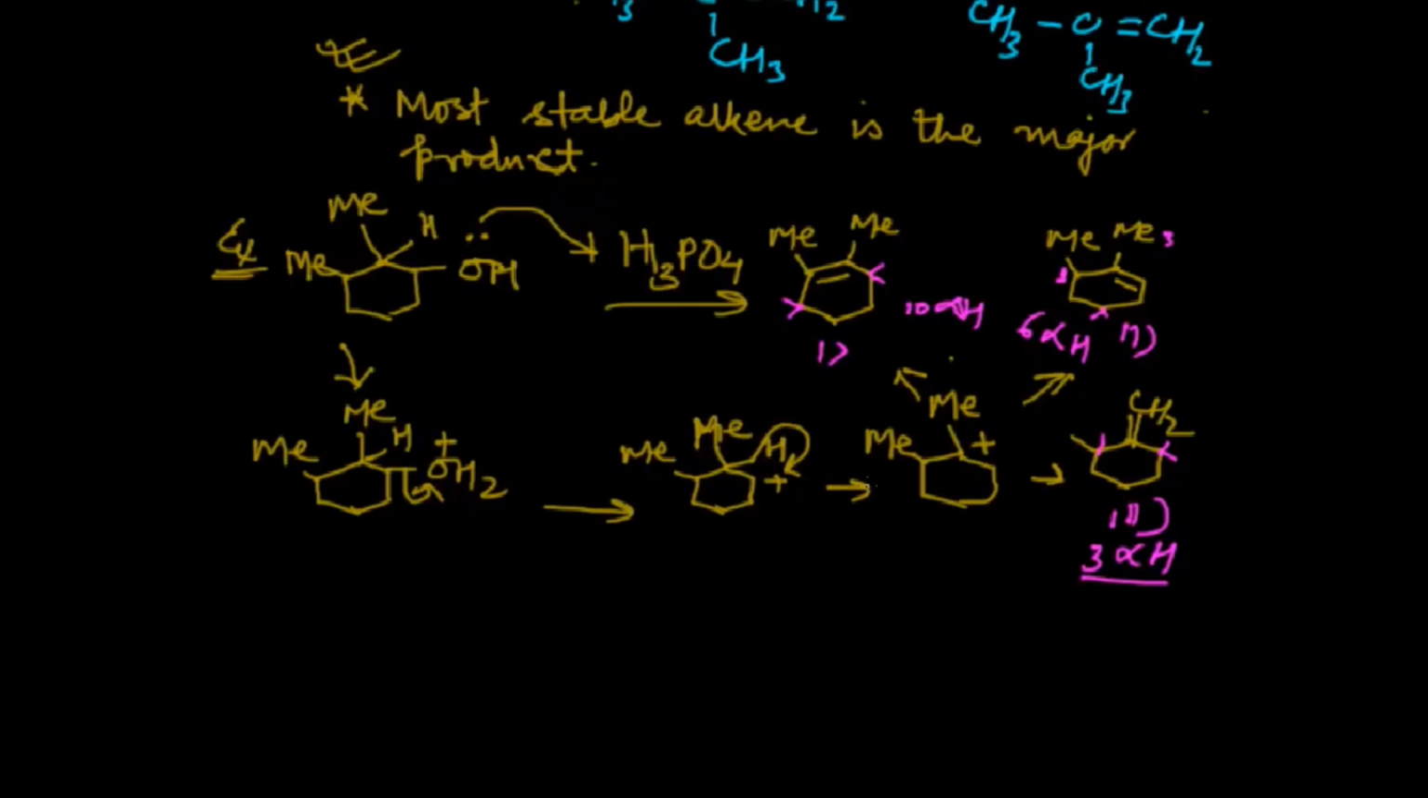Most stable alkene is the major product of dehydration of alcohol, or the final reaction of carbocation in which there is loss of alpha hydrogen. So these are the two major types of reaction of carbocation. We'll look at this in more detail when dealing with alkyl halides and alcohols.